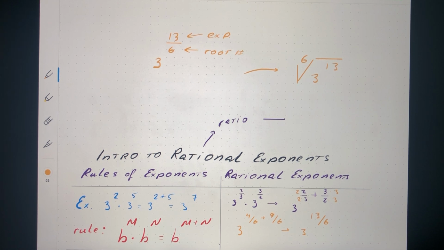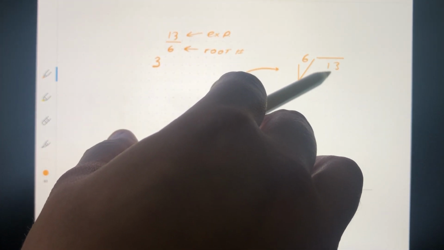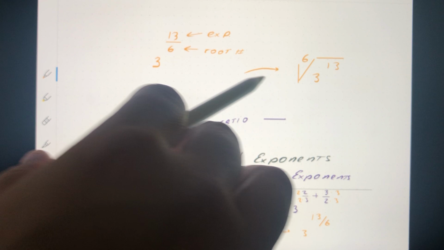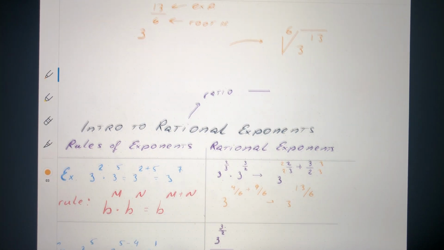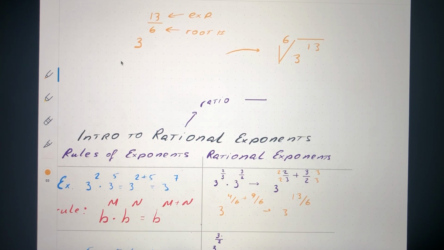Now, most of the time, when the root number is less than the power inside, we are asked to simplify further by removing as many 3's out of the radical as possible. To do this, we can follow a procedure of division. So if we divide 13 by 6, 6 goes into 13 twice, and the remainder is 1. The whole part is the outside power, and the remainder is the inside power.